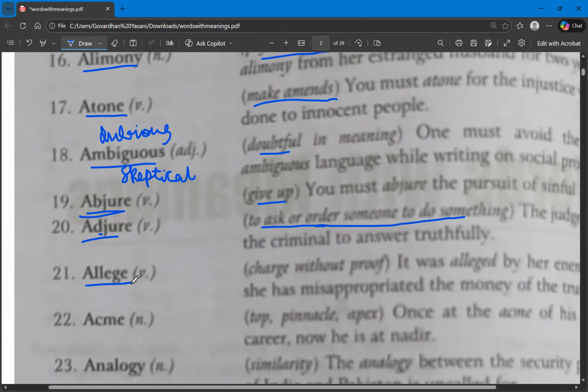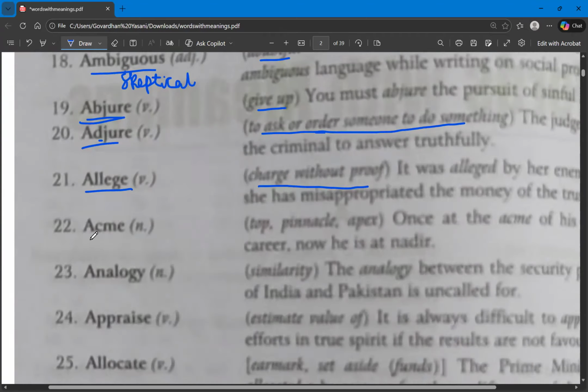Alleged. We know that the alleged person was taken into custody. It means someone who is charged with certain cases without any proof. So alleged means the case is not proven yet. Allege means charge without proof. And the next one is acme.